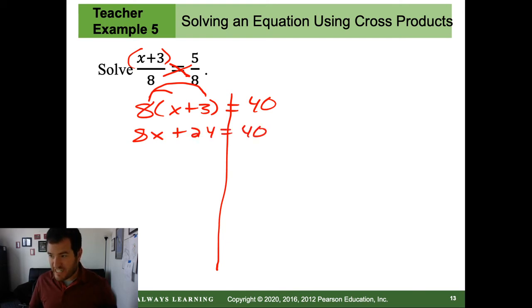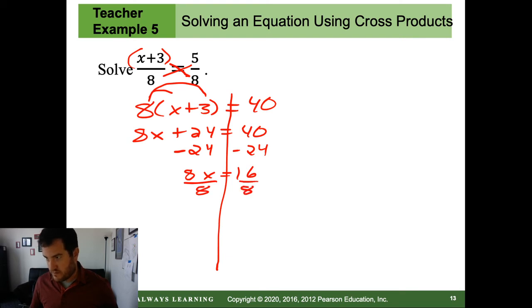Now I'm going to use the addition property of inequality. Divide both sides by 8. And that's my answer. And the neat thing is if I plug that in here, 2 plus 3 I think is 5. So I end up with 5/8 is equal to 5/8.